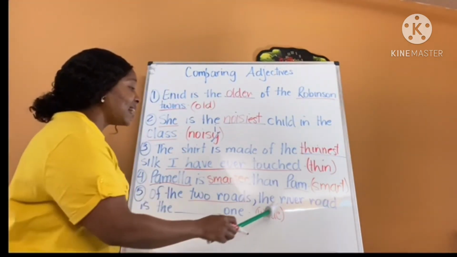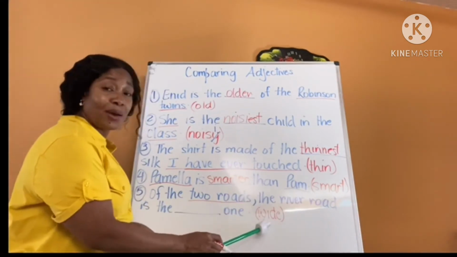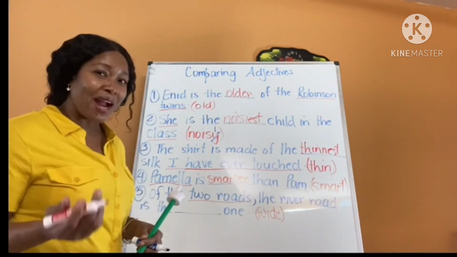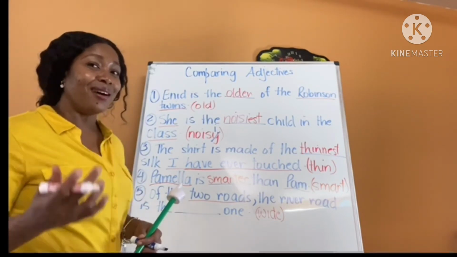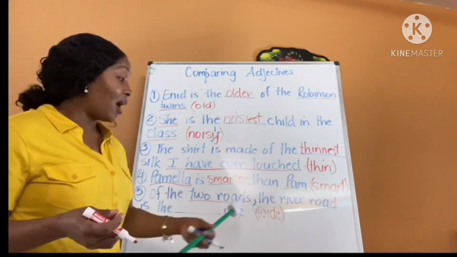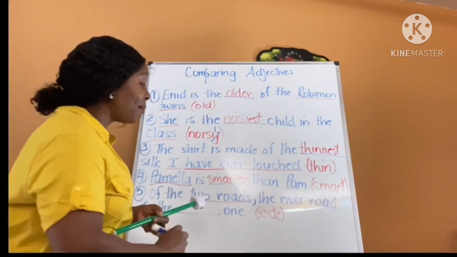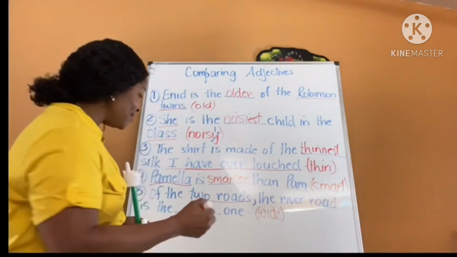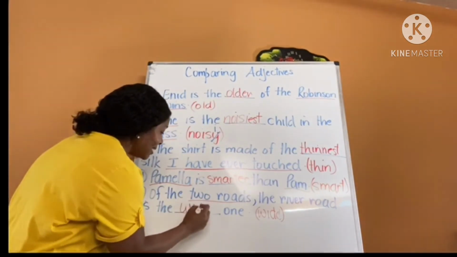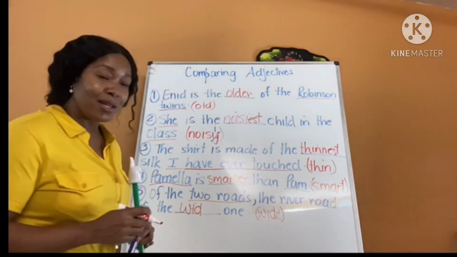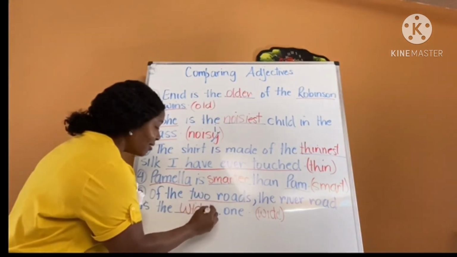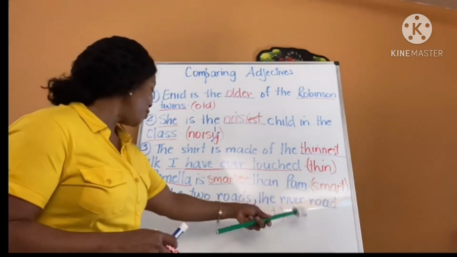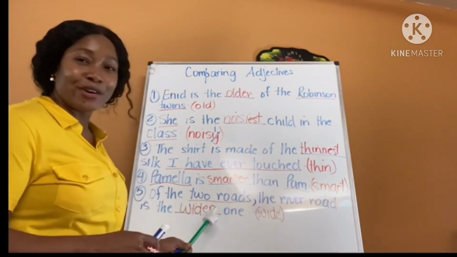And it's telling us that the river road is wide. Now, of the 2, comparative would be ER, so wider. Now, how do we write wider? Remember, when the adjective ends with an E, we drop that E, so we're left with WID, and then we add ER. So, of the 2 roads, the river road is the wider one.